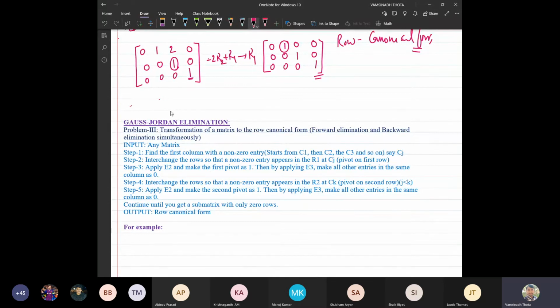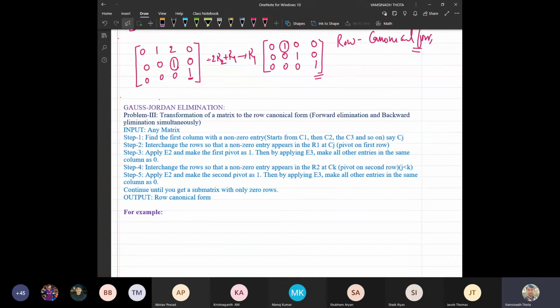Now there is one more elimination process, what we call the Gauss-Jordan elimination. What is the Gauss-Jordan elimination? The problem is the transformation of a given matrix to the row canonical form. The problem is the same, but the elimination process and the algorithm are different. What do we have to do here? Forward elimination and backward elimination, both simultaneously.